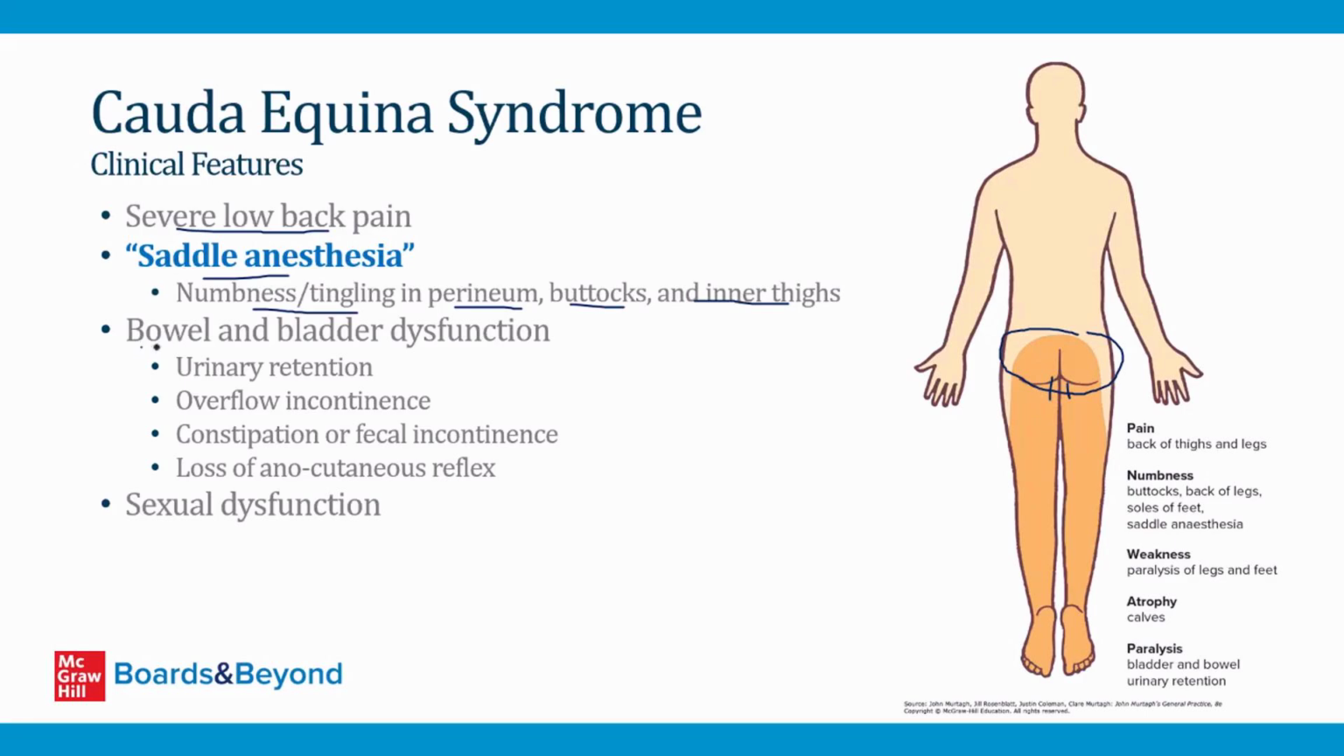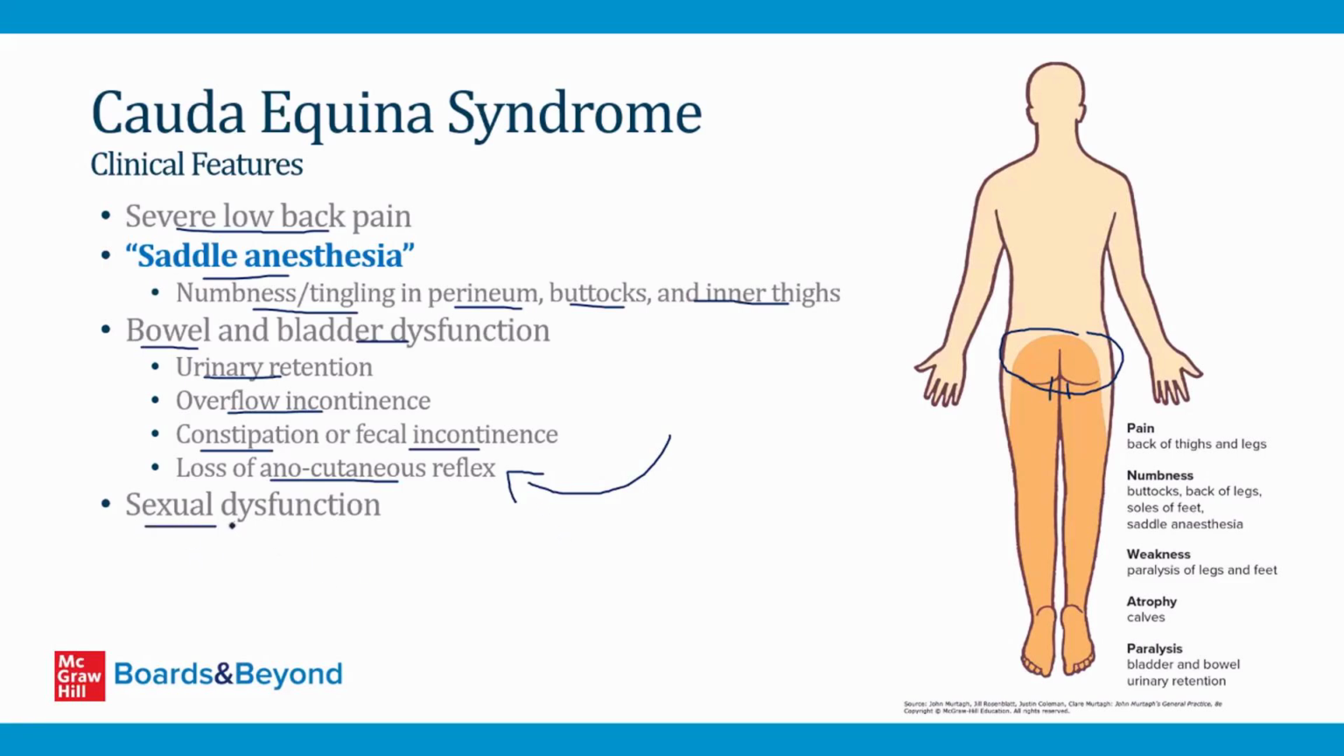Next classic feature is bowel or bladder dysfunction. So patients can have urinary retention. They can have overflow incontinence. I talk about these problems in other videos. They can have constipation or fecal incontinence. And then in clinical testing, you can identify loss of the anocutaneous reflex, which I describe in other videos. And so, for example, in the trauma bay, when patients have had a major trauma, often the anocutaneous reflex is tested. And the idea here is you're looking for evidence of the cauda equina syndrome and damage to those spinal cord nerve fibers if that were absent.